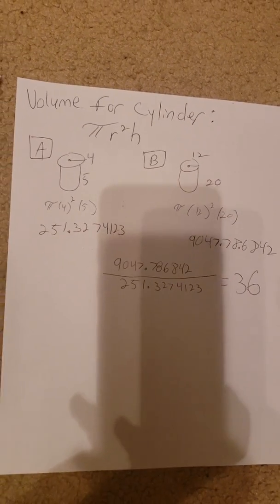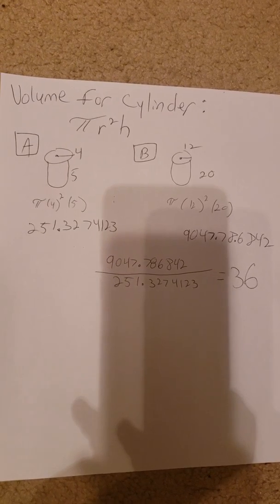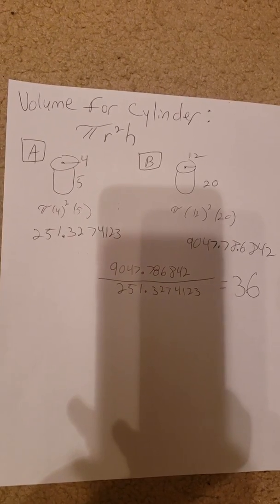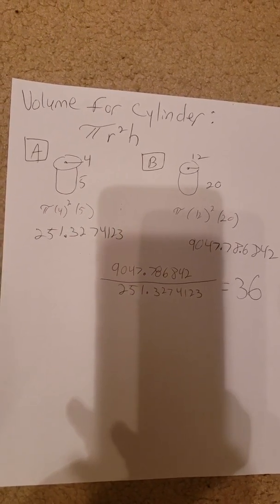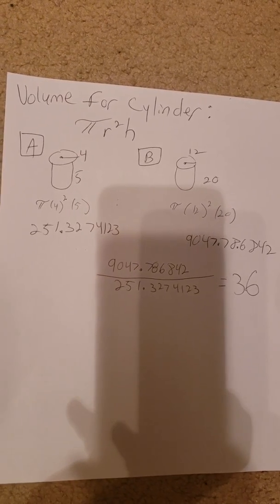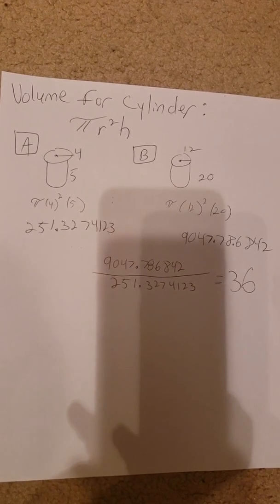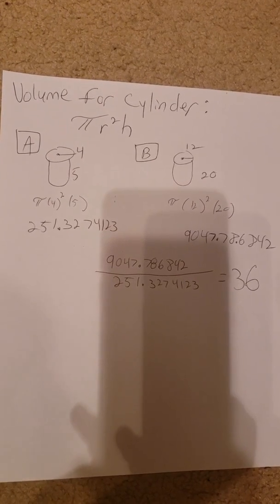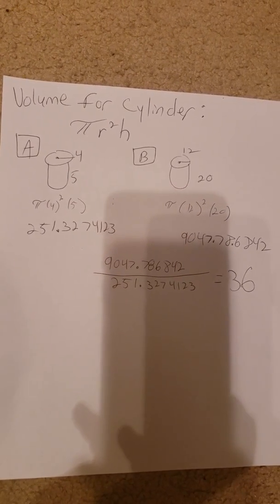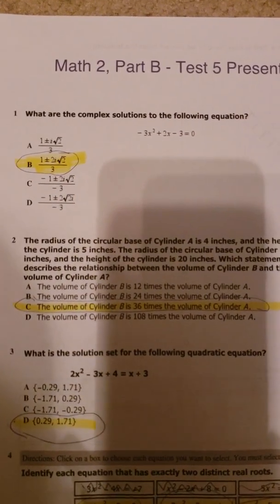9,047.786842. Then we're going to divide the 9,047.786842 by the 251.3274123, and our answer is going to be 36, which is why our answer to number 2 is C.